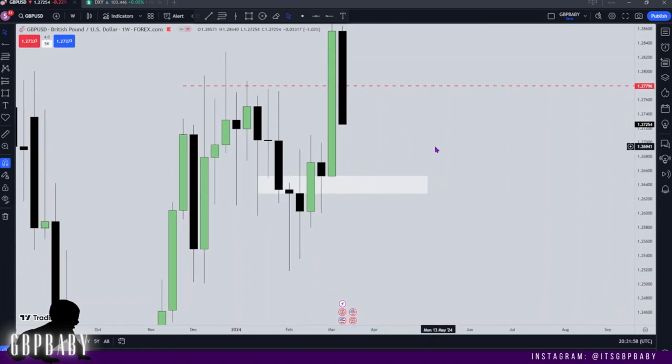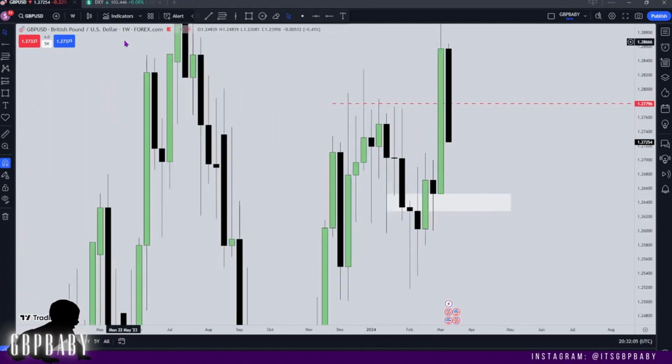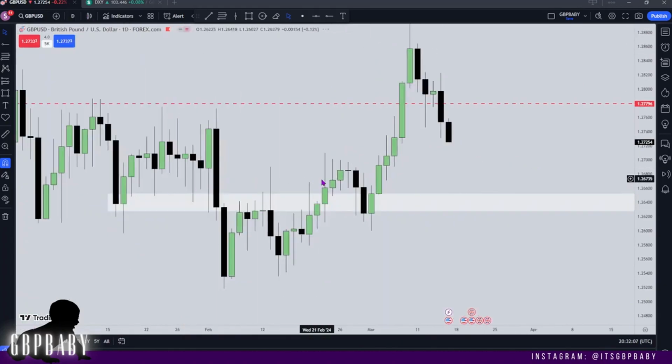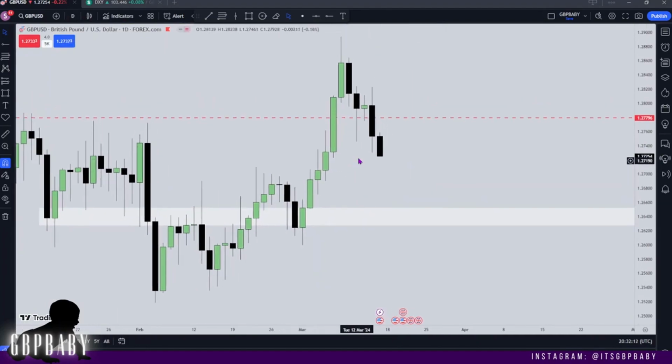So let's get that drawn out. You'll also see there's a nice implied fair value gap inside of that fair value gap right here. So that's quite interesting. If we go to the daily now, we'll see that fair value gap down here, which is a bullish order block, and a fair value gap just above it. So I do believe price is going to continue to the downside on a daily basis, run lower.